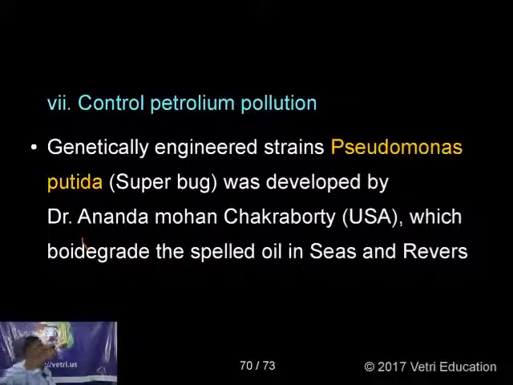Next, control of petroleum pollution. This generally happens in ships and very big containers, where there is a leakage and the oil spreads in the rivers or the oceans. So the animals and most of the fishes found there used to die. So many people have tried to deal with it.